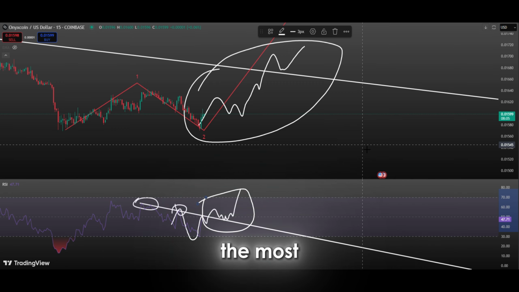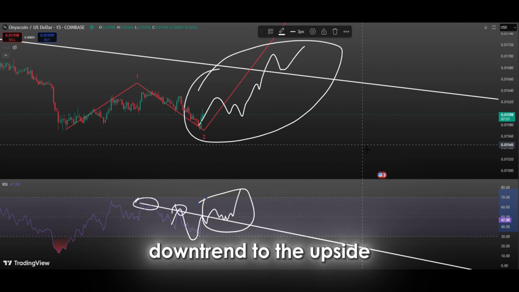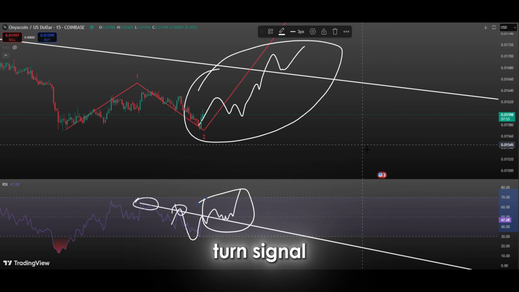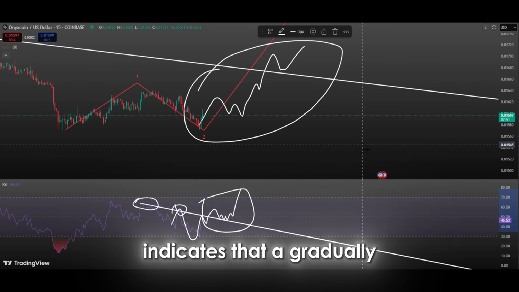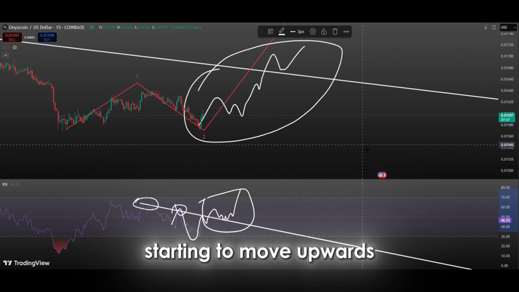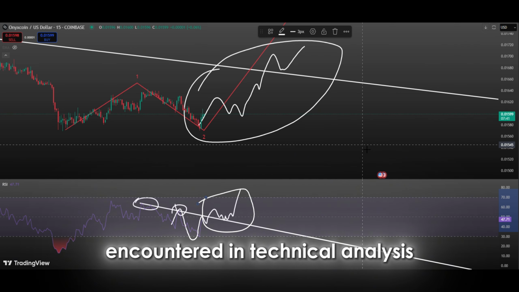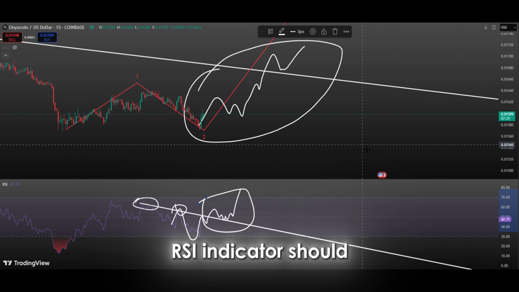However, one of the most important things to look out for in such situations is whether the RSI can break this downtrend, because if the RSI breaks a downtrend to the upside, this could be a very important turn signal. Such a breakout on the RSI indicates that a gradually strengthening buying pressure has begun in the market, and momentum is starting to move upwards. This breakout is considered a trend reversal signal, which is often encountered in technical analysis. RSI indicators should be followed.